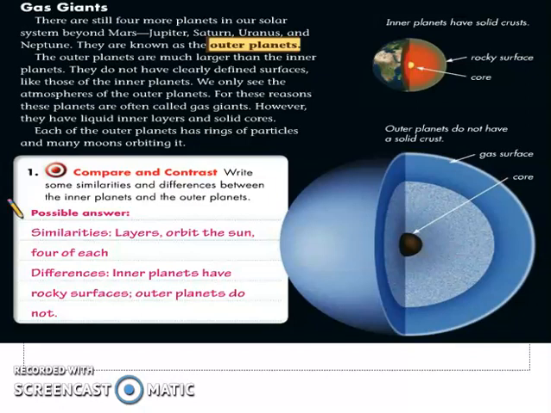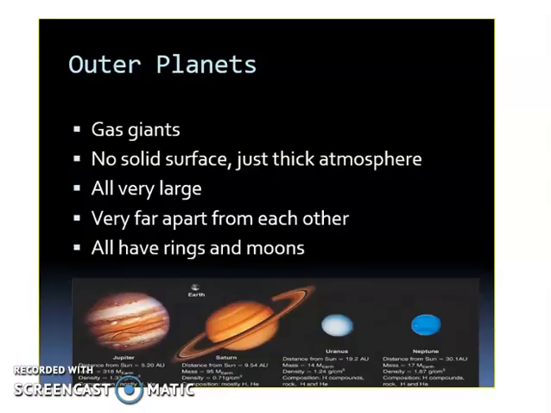The outer planets are the farthest planets in the solar system. In some books, they call them gas giants. There are four of them in the solar system: Jupiter, Saturn, Uranus, and Neptune. They are known as the outer planets or the gas giants. Why do they call the outer planets the gas giants? Because the characteristic of the outer planets is that they are gases.